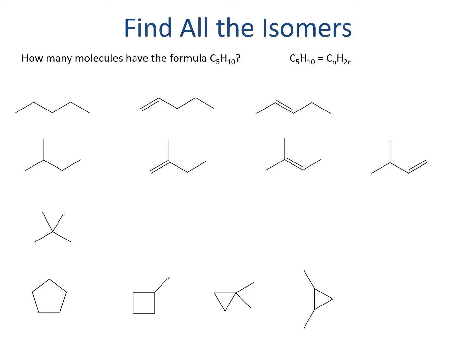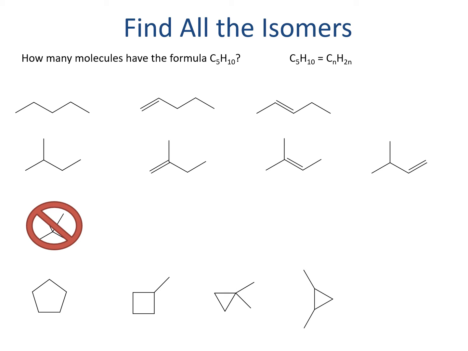The third row has a 2,2-dimethylpropane, which is a possible skeleton for a 5-carbon molecule. However, it's not possible to put a double bond anywhere on this molecule without exceeding the carbon's octet. So we can't make any molecules with the right formula from this skeleton.